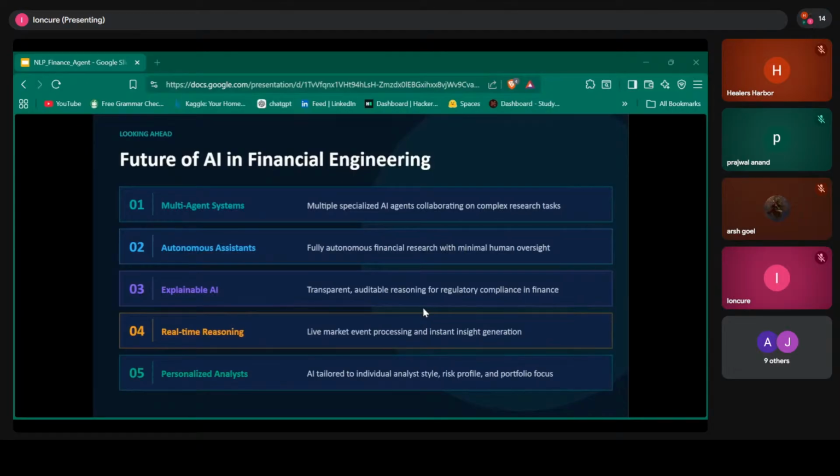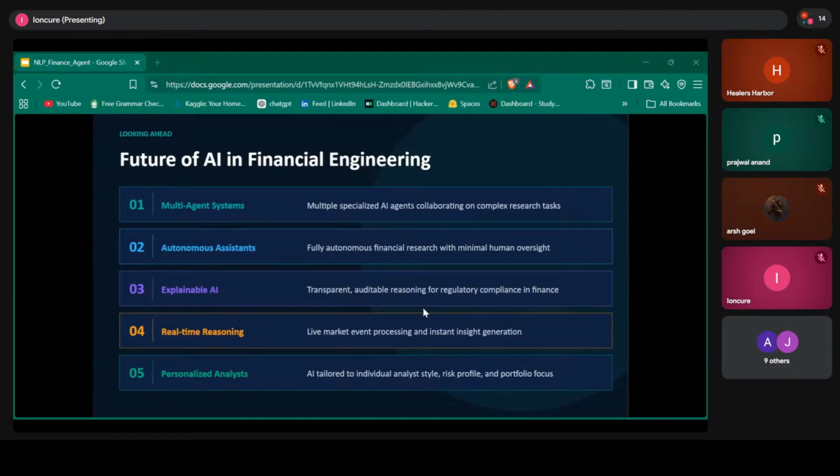Then, perhaps most importantly, institutional adoption and explainable AI systems that don't just generate output, but show their reasoning in a way that satisfies compliance and regulatory requirements. And fourth, real-time market event processing. Agents that detect breaking news and generate an instant research brief within a second of a market-moving event.